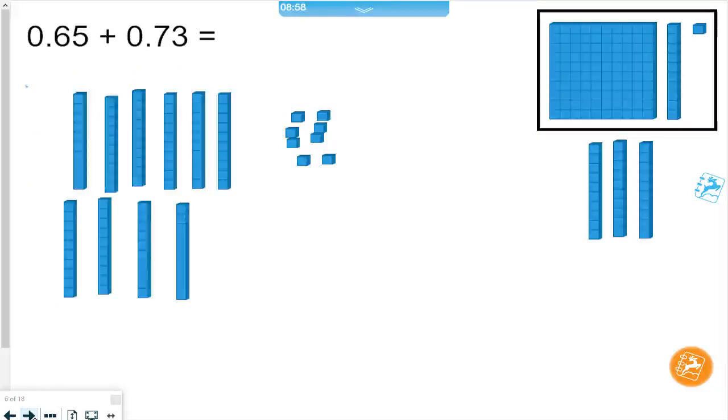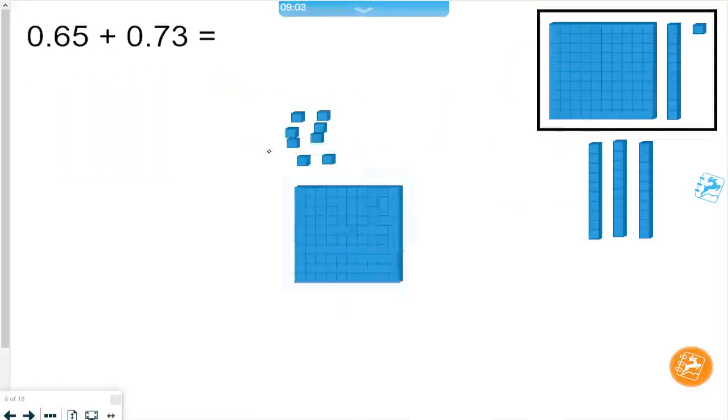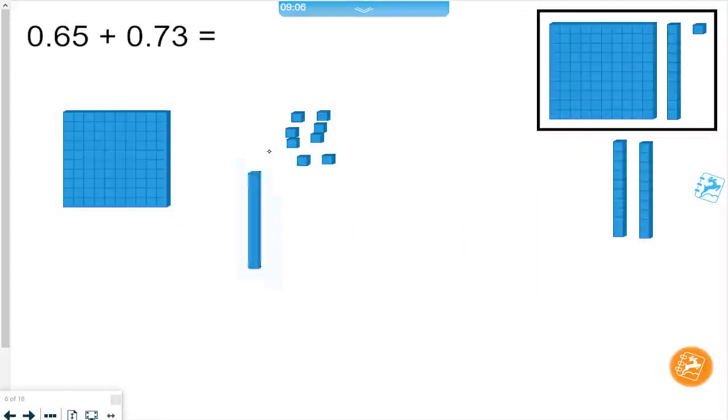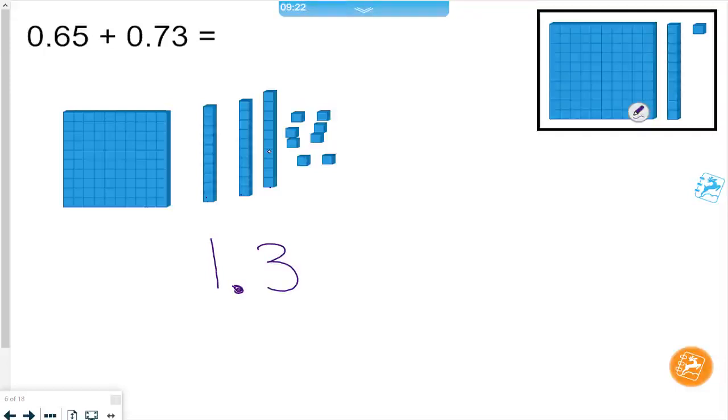So I'm going to take these 10 and turn them into a whole. So now I can line up my model. So I have 1 and 1, 2, 3. I have 3 tenths. 1, 2, 3, 4, 5, 6, 7, 8. I have 8 hundredths. So my answer for 65 hundredths plus 73 hundredths is 1 and 38 hundredths.